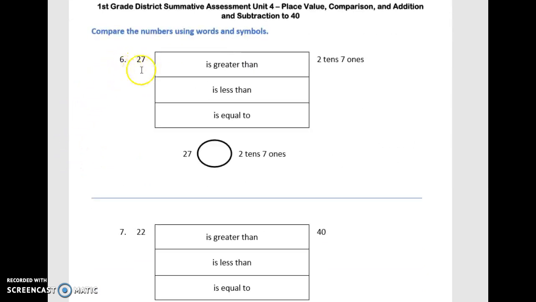Same thing on number 6. 27 is greater than, less than, equal to two tens and 7 ones, which I would write that number out down here so then you can compare them number to number. Then in this circle, you're going to use the symbol greater than, less than, or equal to. 27 is, put the symbol here, 2 tens, 7 ones.